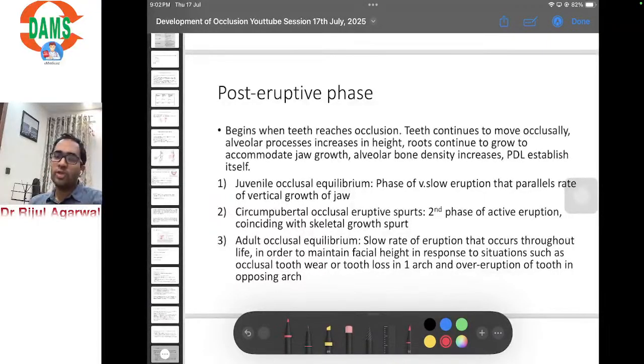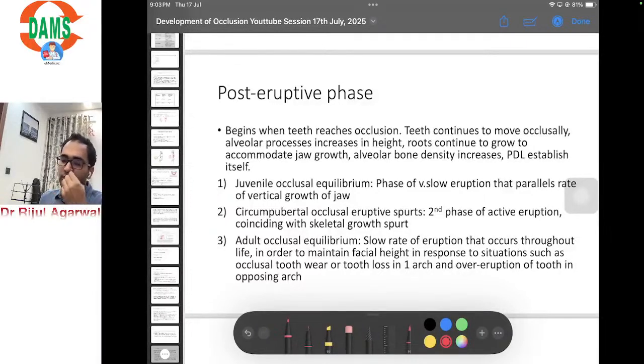Lastly comes the post-eruptive phase. It comes when the teeth have reached intercuspation. Still, the teeth continue to move occlusally, so as to maintain occlusion and maximum intercuspation. There are 3 stages in it. First, juvenile occlusal equilibrium, a phase of very slow eruption that parallels the rate of growth of the jaws. Next is the circumpubertal occlusal eruptive spurt, around puberty. And lastly the adult occlusal equilibrium, a stage of slow eruption that occurs throughout life.